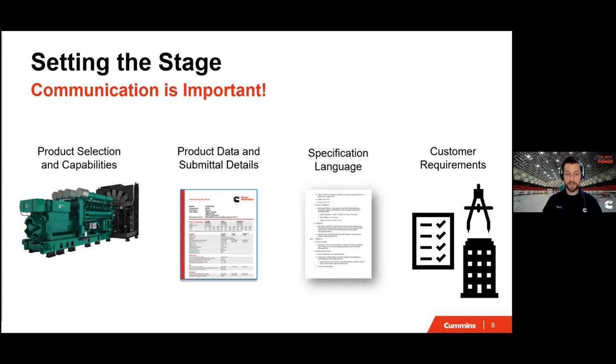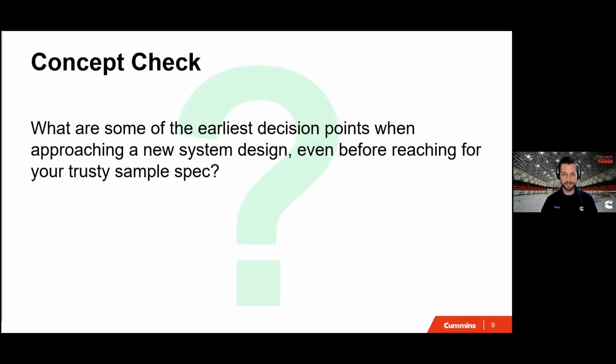So let's get the big stuff out of the way first, which actually leads me to my first question to you all. So go ahead and fire up that chat button as we explained earlier. My question to you: what are some of the earliest decision points when approaching a new system design, even before reaching for that sample specification?